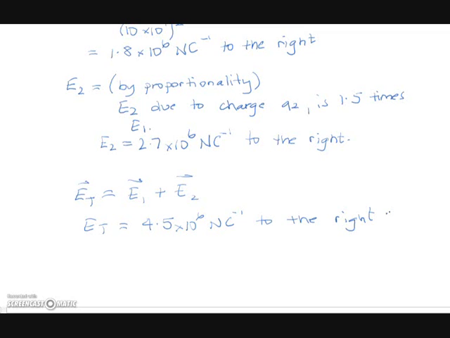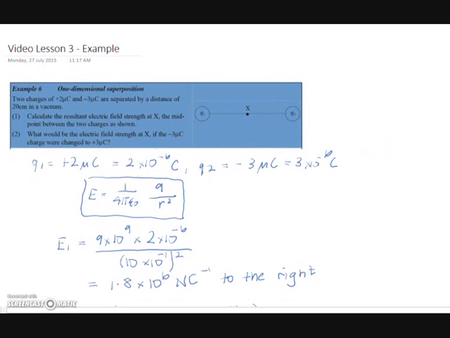Excellent. The other part of this question, if we go back to the top, is what would the electric field at X in the middle here be if instead of Q2 being negative 3 microcoulombs, it was changed to positive 3 microcoulombs? Well, there's only going to be one difference. Because the magnitudes are the same, the only thing that's going to change is the direction. If this was positive, our field lines, if we drew them on, would now be going away.